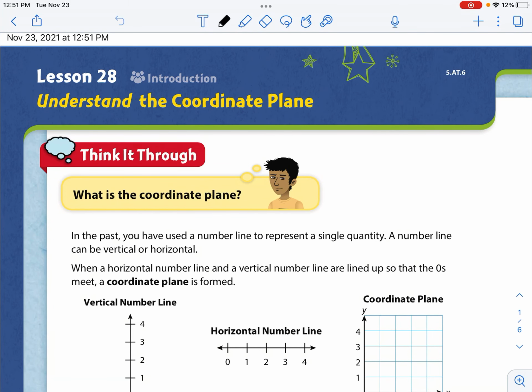Hello, everybody. We are going to do something completely different today. We are going to skip all the way to lesson 28. You have a printed copy of what you need for today.